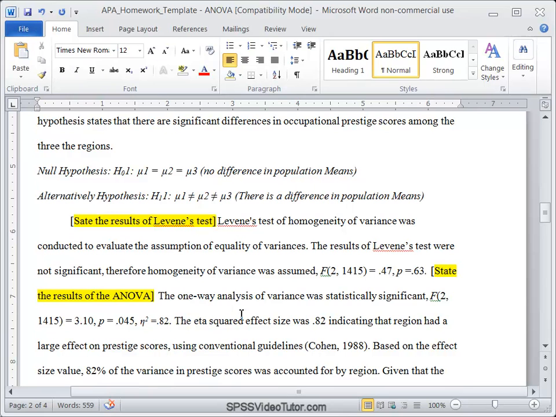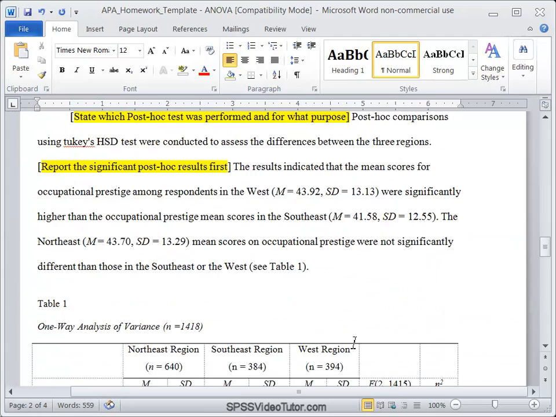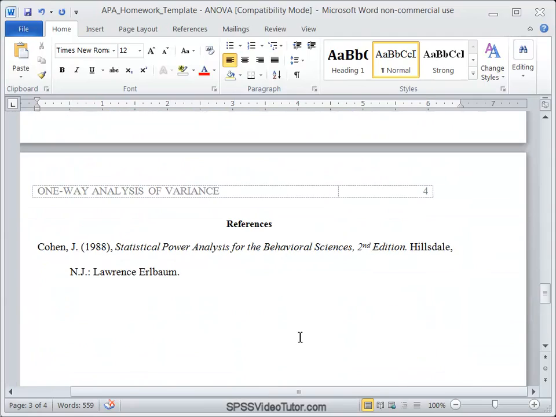And then eta squared, I will show you how to calculate that. The eta squared effect size was 0.82, indicating that region had a large effect on prestige scores. Using conventional guidelines, Cohen, 1988. And I have the reference for Cohen down here that you can use.